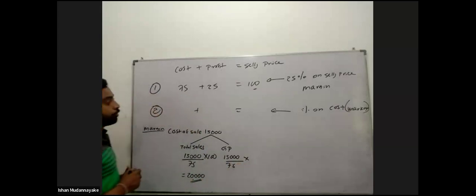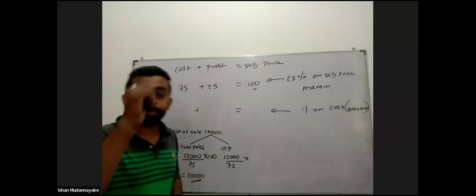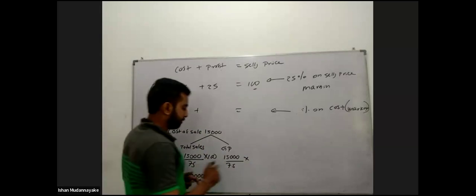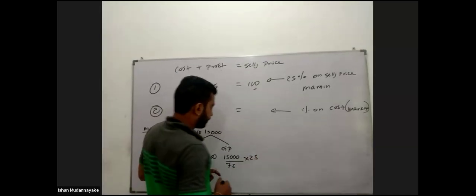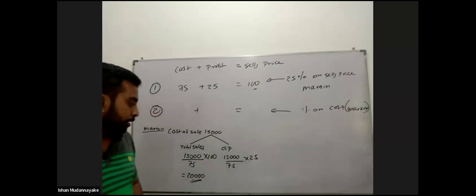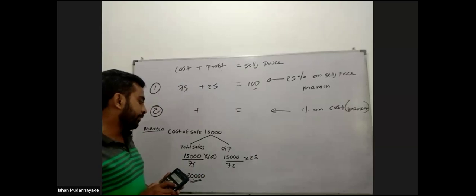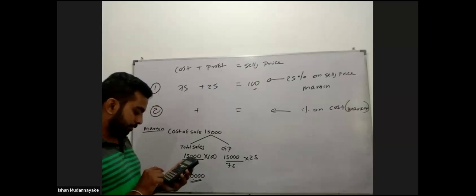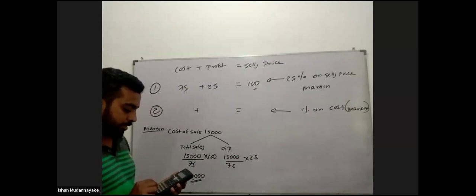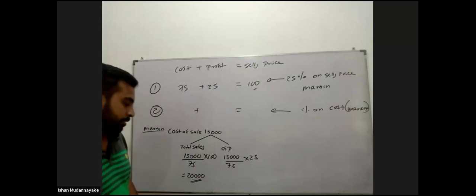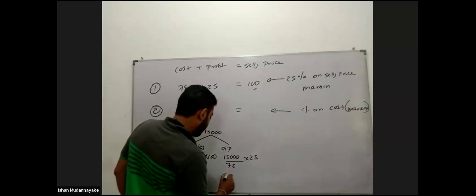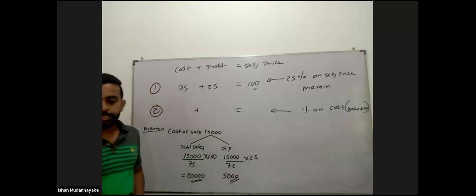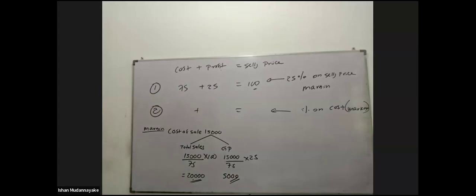Now, if you want to calculate the gross profit of the business, then multiply by 25. Cost of sales equal amount is 75, so 15,000 divided by 75 multiplied by 25 means how much? 5,000 rupees. The answer is 5,000.